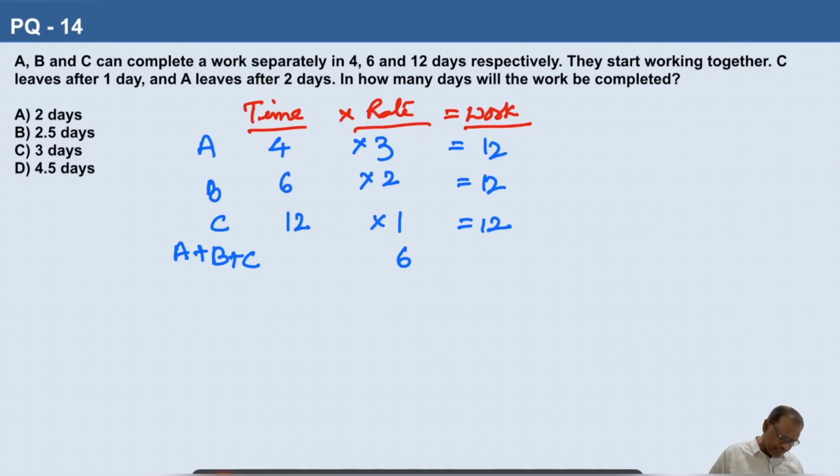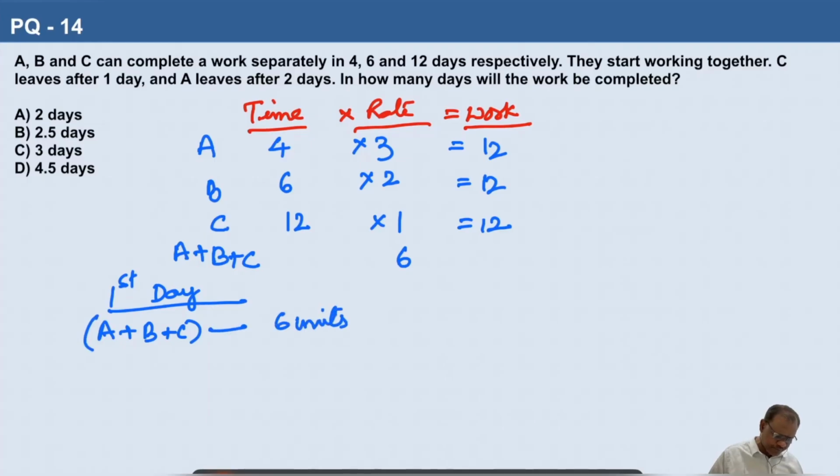So let us write here first day. So A plus B plus C, all the 3 are working. They are completing 6 units. So total work 12 units. What is the remaining work? So remaining work is 12 minus 6, that is 6 units. So next is second day.